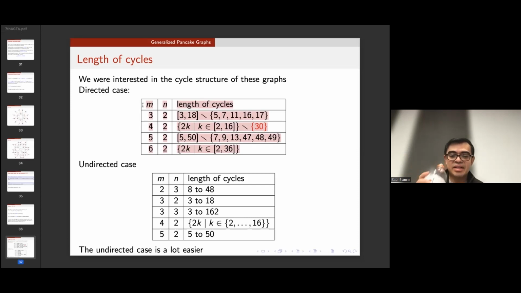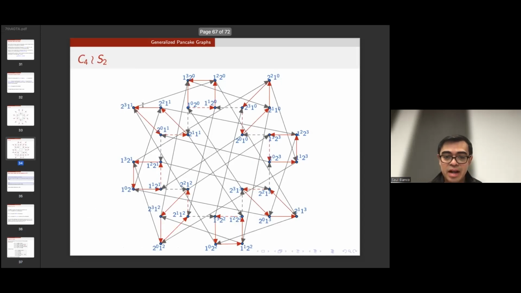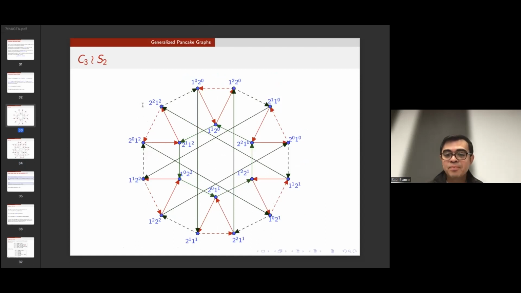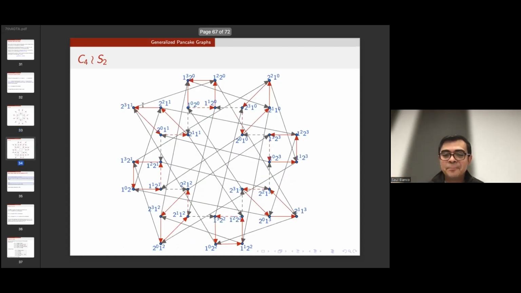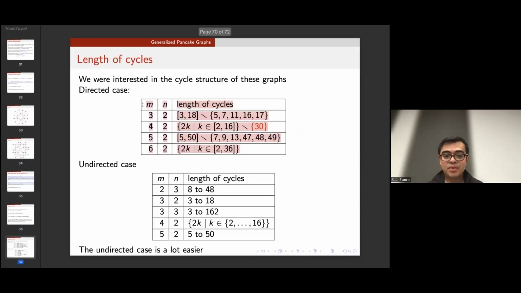So what about the undirected case? For the undirected case, all we do is essentially consider the underlying undirected graph. In the graph that we have here, we have all these arrows, so we just ignore the arrows, and then you get an undirected graph. In that case, we actually found that things behave a lot nicer. We were able to see patterns show up pretty quickly, and so we made some conjectures.